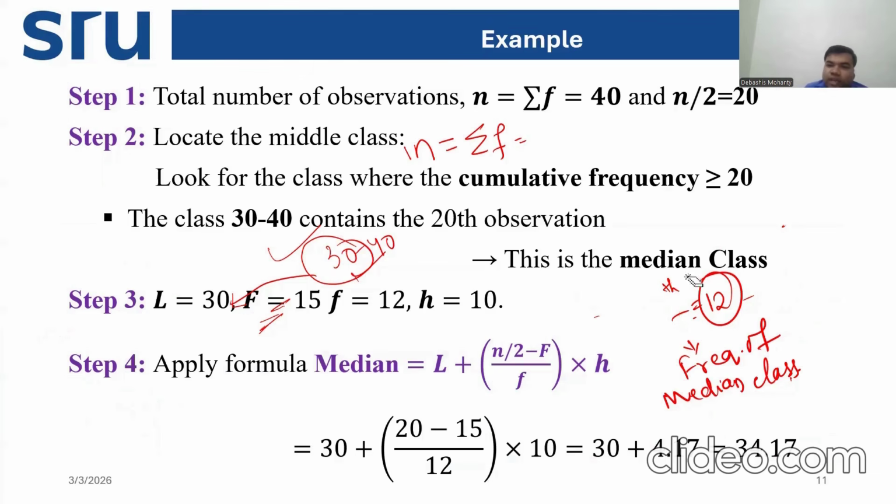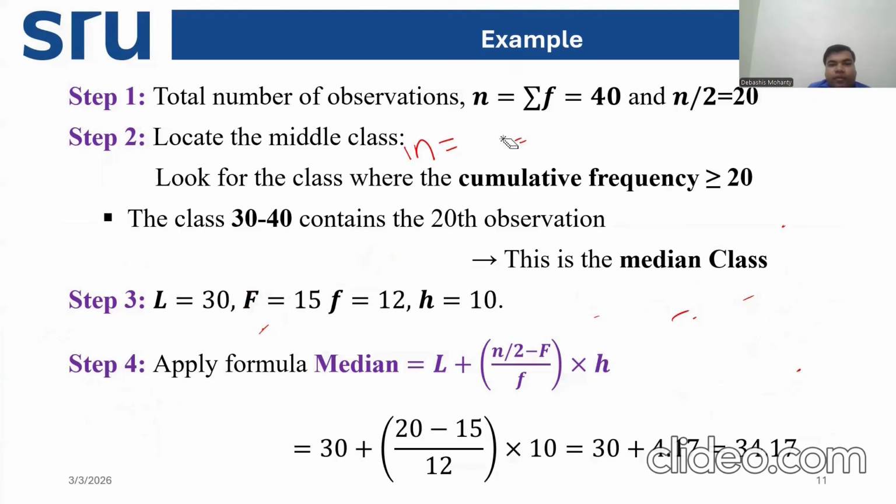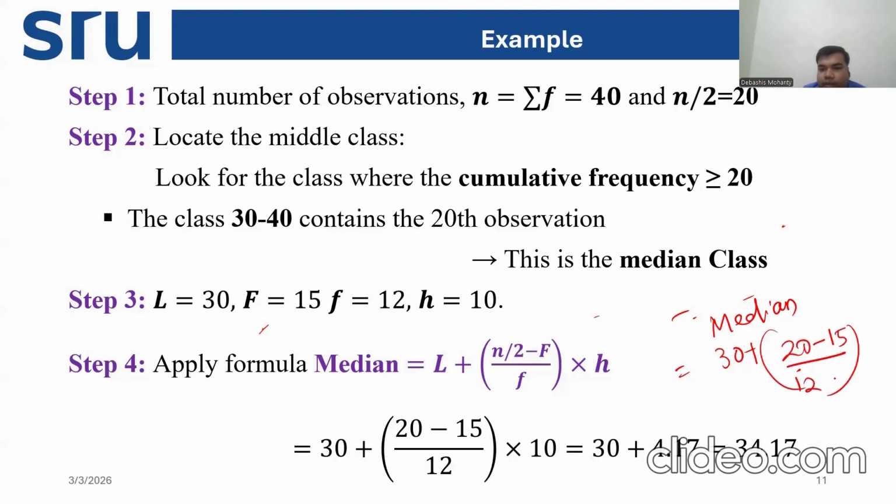After finding all these values, we need to apply them in the formula to find the median. So we can calculate the median, that equals L value 30 plus n by 2, which is 20, minus capital F, which is 15, divided by 12 multiplied by 10. So we are getting 30 plus 4.17, that is 34.17. This is the answer. It means this is the median. So in this way, if any kind of grouped data is given, we can easily find the median.